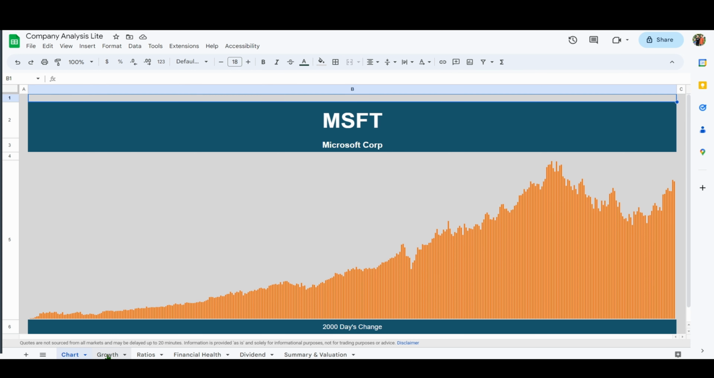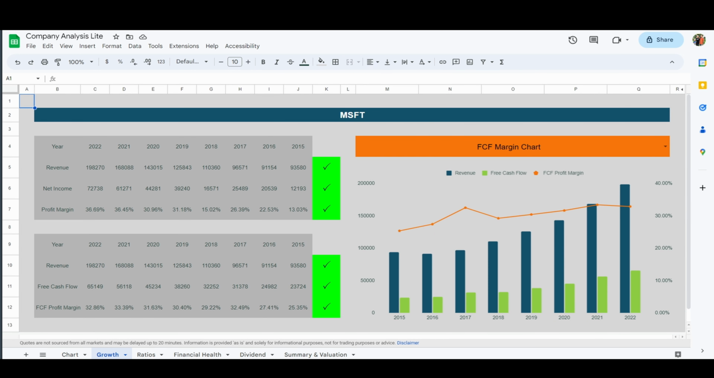We're going to be doing Microsoft in this video, and the first tab you have here is called Growth. In this tab, you have two tables. The first one is the net income table, and the second one is the free cash flow table. This is an 8-year chart. This gives you the financial historical data of revenue, net income, and profit margin for both free cash flow and net income. And then on the right side, you have a graph. You can select if you want the profit margin chart or the free cash flow margin chart.